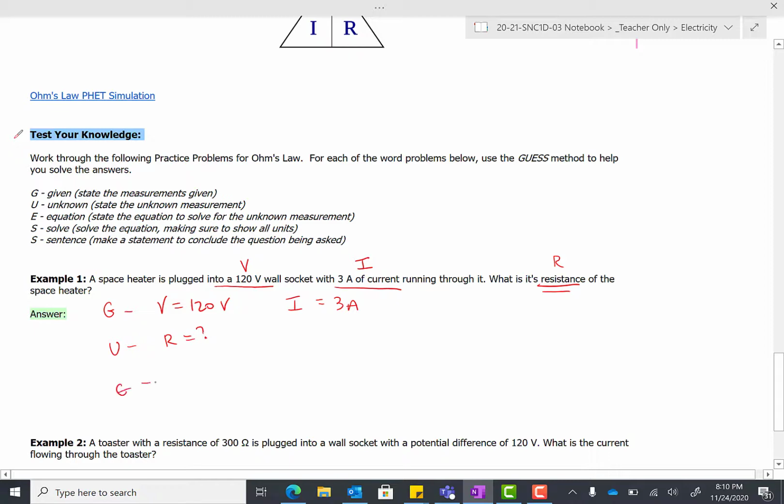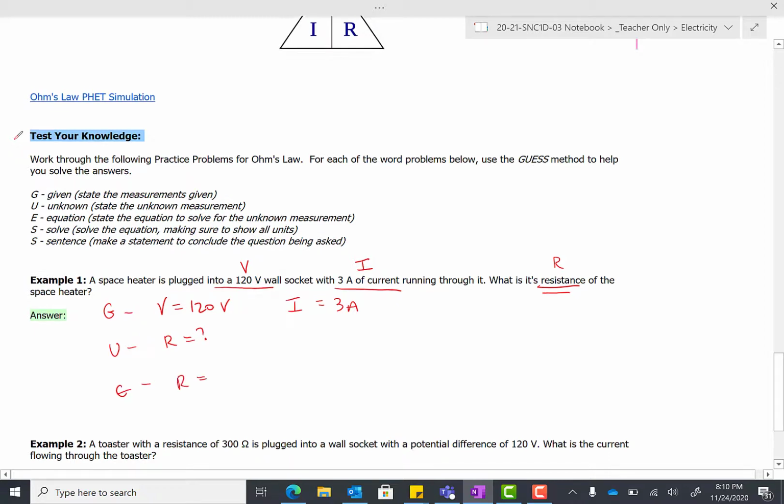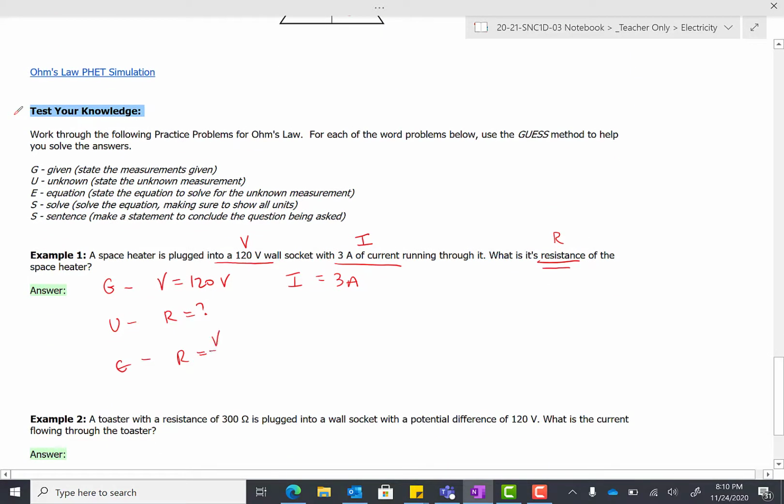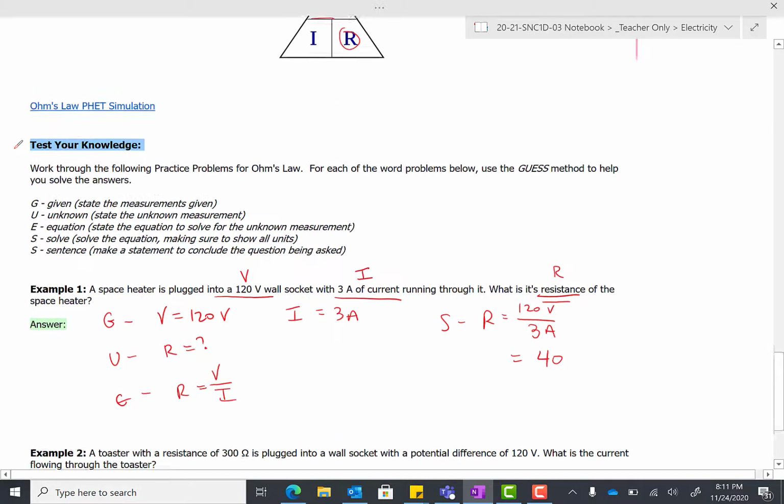And our equation for resistance, so if we were looking at here, if we wanted to solve for R, you can see that would be V divided by I. So V divided by I. Okay, I'll do the solving over here. So now we're just going to plug in our numbers. So V was 120 volts. And we're going to divide it by the current, which is 3 amps. 120 divided by 3 is 40. And when we have volts divided by amps, we get a unit known as ohms.